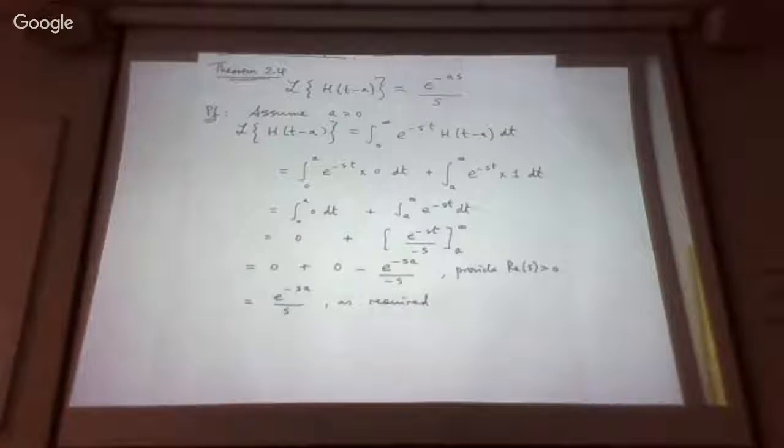Okay. So just a nice, straightforward application of the definition of the Laplace transform gets us that without too much bother. Okay. Any questions about that, or slight queries that you have?